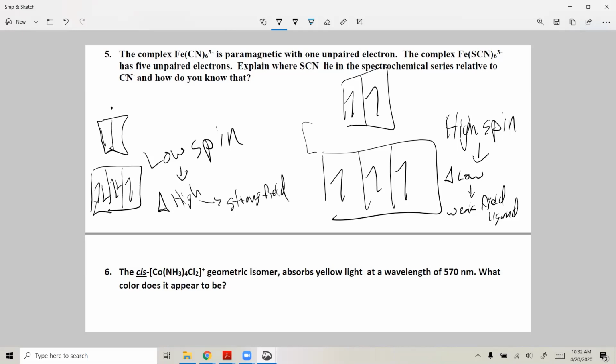You can also draw out your diagrams, one for your CN, one for your SCN, and then showcase how the high spin means that the gap needs to be smaller, and then that means that it has to be a weak field compared to the other one where we have the pairing, and so that's going to give us our low spin state, which means there's a big gap, which also means it's strong field. Any questions on that part?